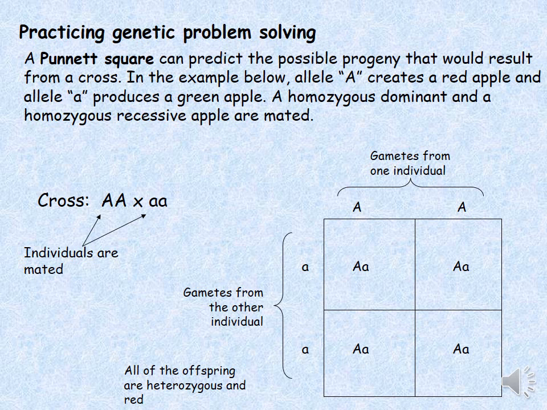So 100% of the offspring produced by these two are going to be big A, small a. That means 100% of them are going to be heterozygous. Both of those are genotypes, big A, small a, heterozygous. But the phenotype is going to be 100% red apples. So this is an F1 generation creating 100% red apples, 100% big A, small a.